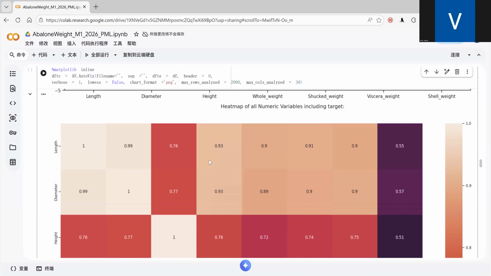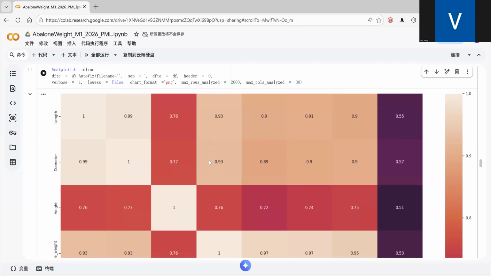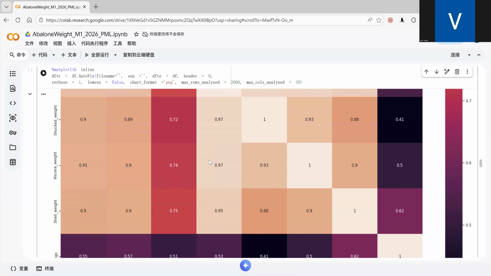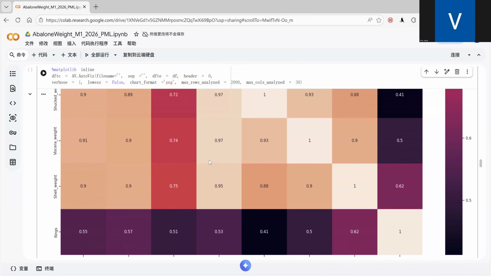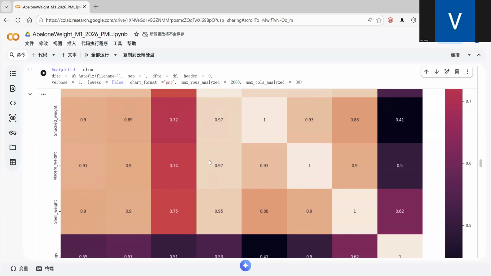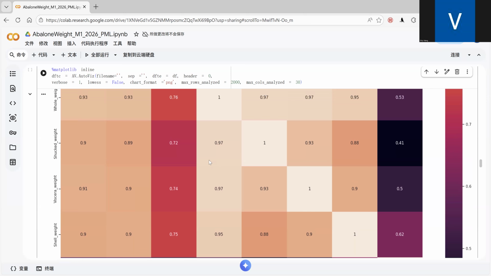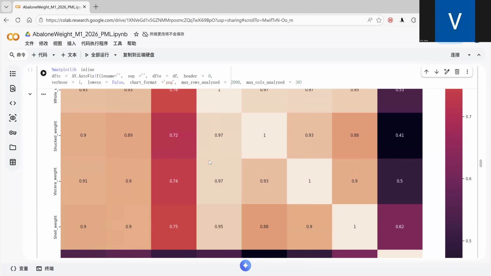Let's go into the correlation heat map. Length to diameter is about 0.99. Whole weight to shucked weight is about 0.97. Whole weight to shell weight is about 0.95. Many pairs are greater than or equal to 0.9, which is very strong multicollinearity.